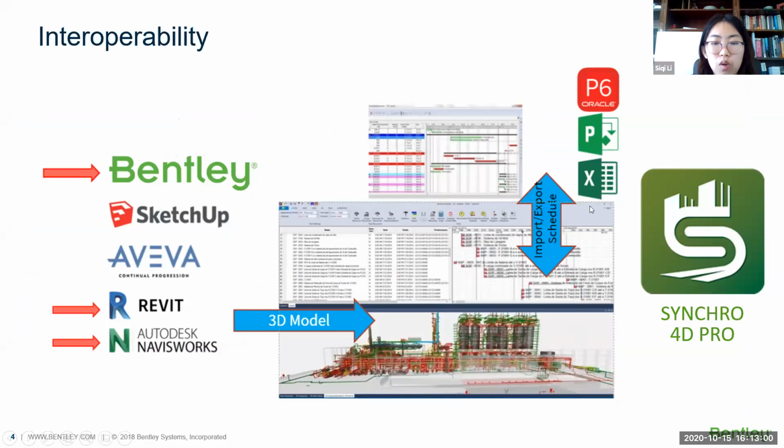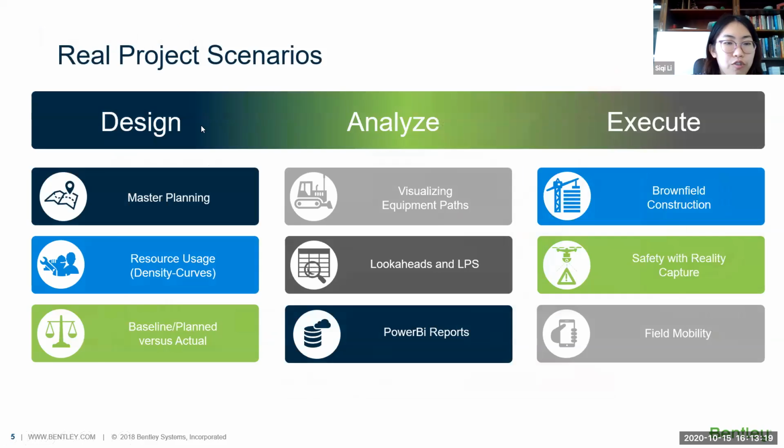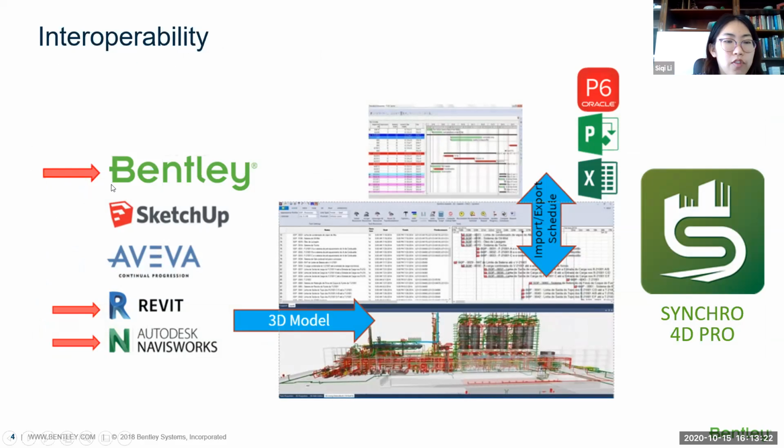So for Synchro 4D Pro, we create a 4D simulation by combining the 3D models with the schedules, which means that we actually don't directly create 3D models in Synchro Pro. We import the 3D models from other design software, including the Bentley products. So if you have used Bentley products, you may have heard of MicroStation, OpenBuildings, OpenRoads, and all of them can be imported to Synchro Pro. And you can import SketchUp models, Revit models, Navisworks models. So almost all kinds of 3D models can be imported to Pro.